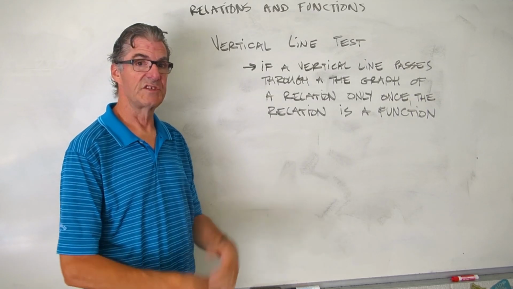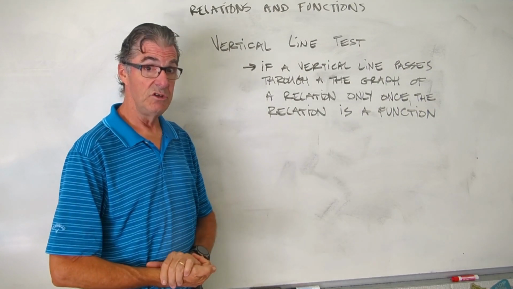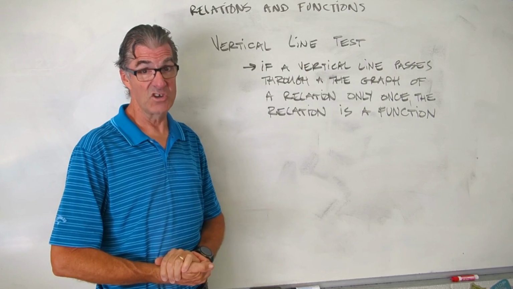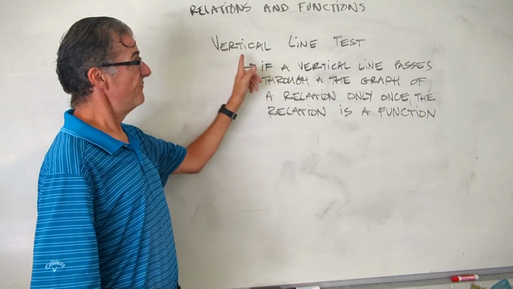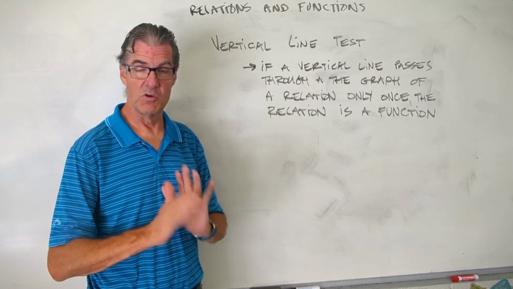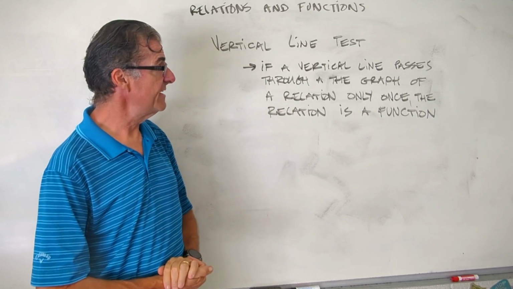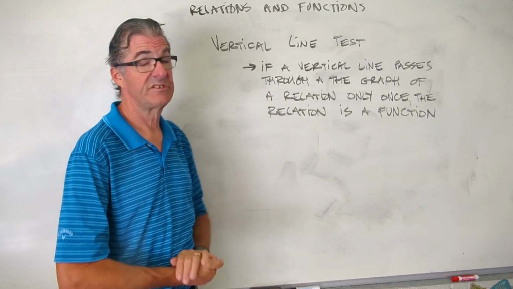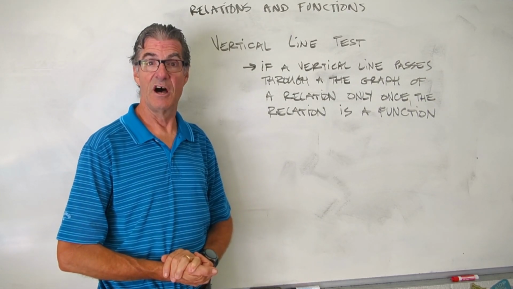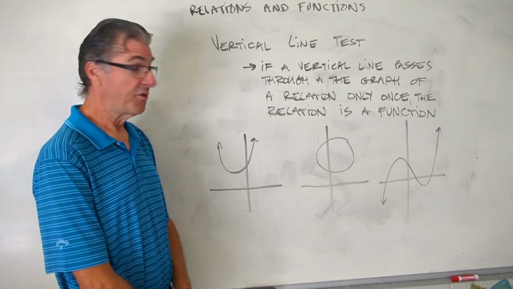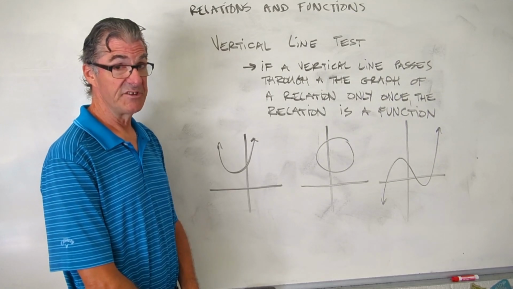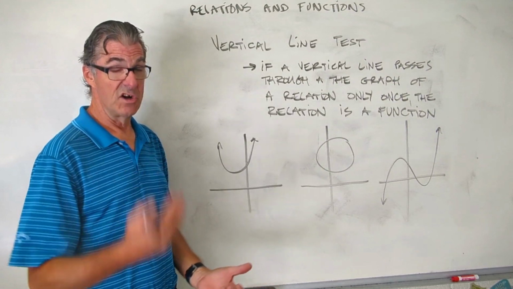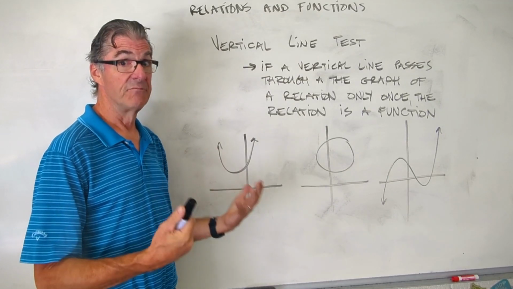Today's video covers a specific test that you can use to determine whether or not a relation is a function: the vertical line test. It's very straightforward. If a vertical line passes through the graph of a relation only once, then the relation is a function. I've put three graphs here, three relations. Remember, every function is also a relation. It's just that functions are more specific than relations.